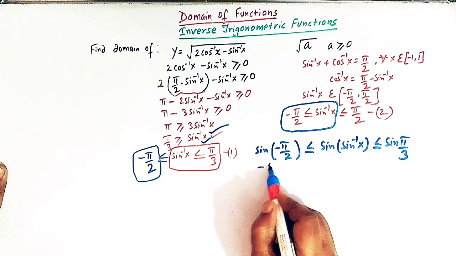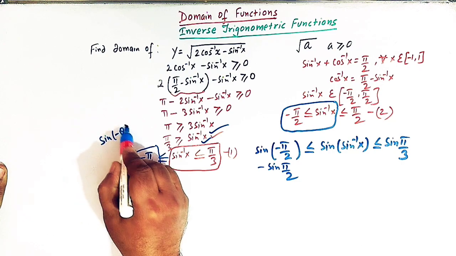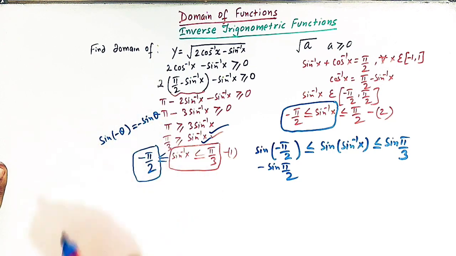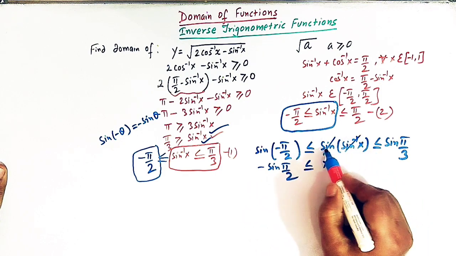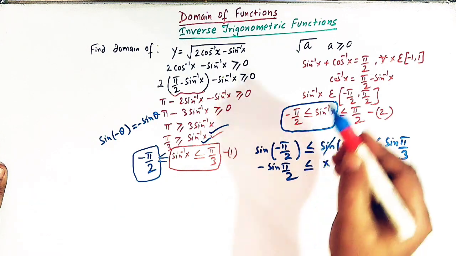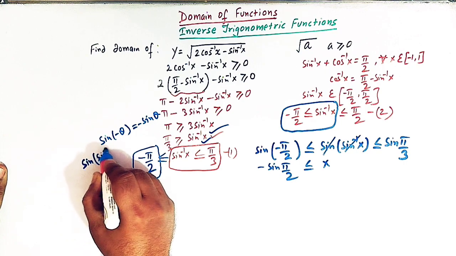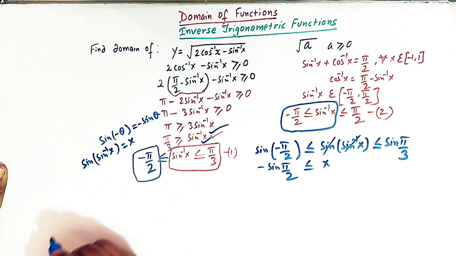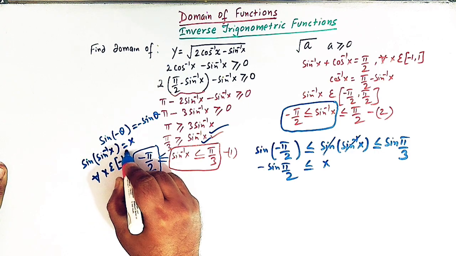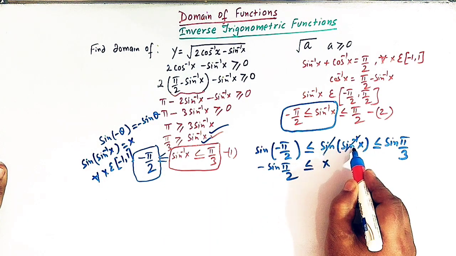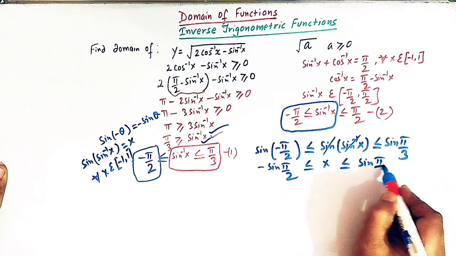So here we have minus sine pi by 2, because sine of minus theta is equal to minus sine theta, and here this sine and this sine get cancelled, because we know an important property of inverse trigonometric functions, that is sine of sine inverse x is equal to x for all x belonging to the interval minus 1 to 1, right? So here we are left with only x, and here we have sine pi by 3.